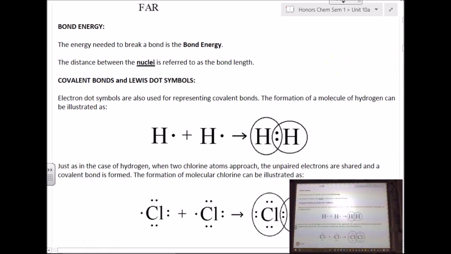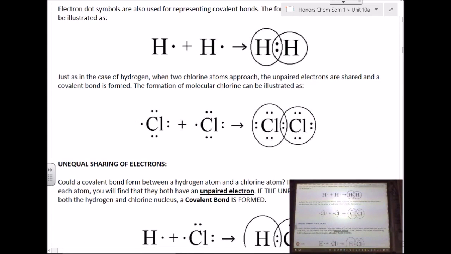If you look at chlorine, group 7A, each has 7 valence electrons. But to get 8, they need to share one of those electrons with each other. So they come over and say, hey, I got one, you got one. Let's share. Boom, done. That's what covalent sharing is.